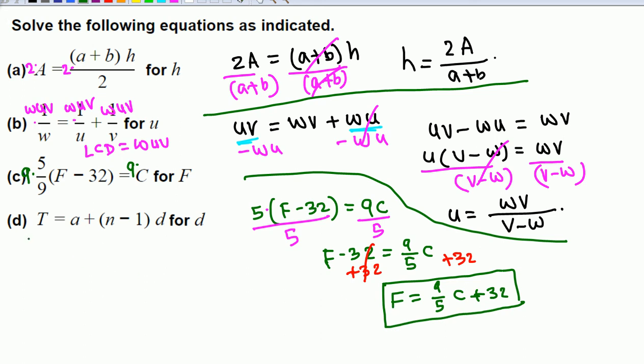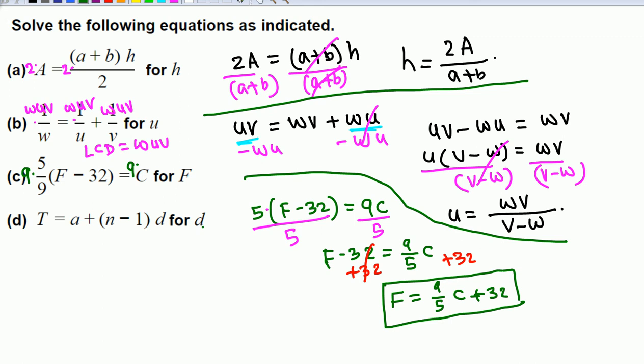And part D. By the way, part A, this is the area of a trapezoid. Okay, and this is a formula coming from physics, optics. Here T equals a plus n minus 1 d, an arithmetic series.